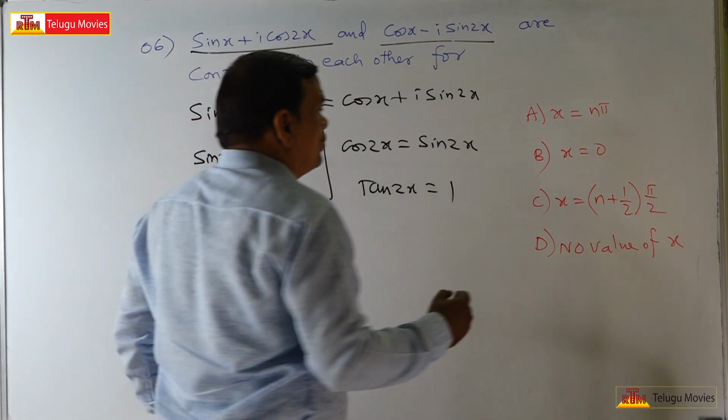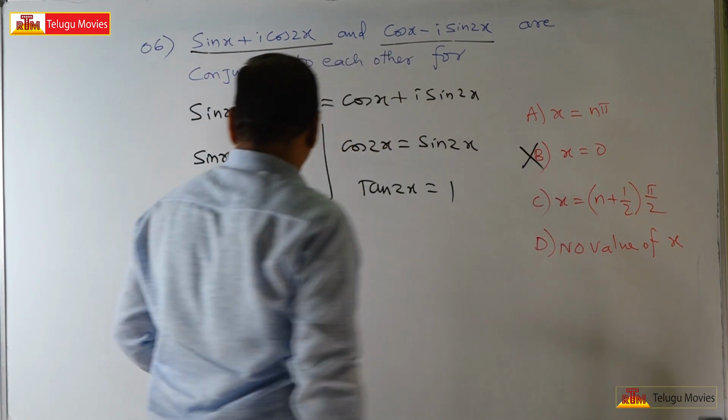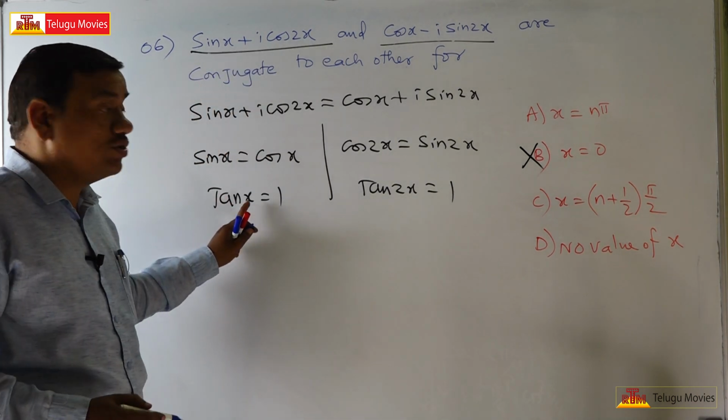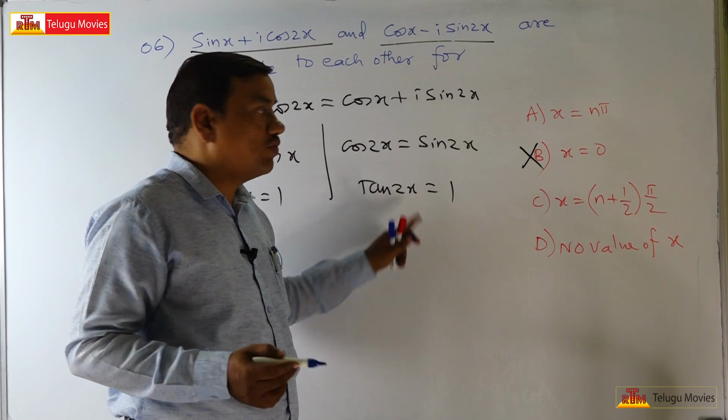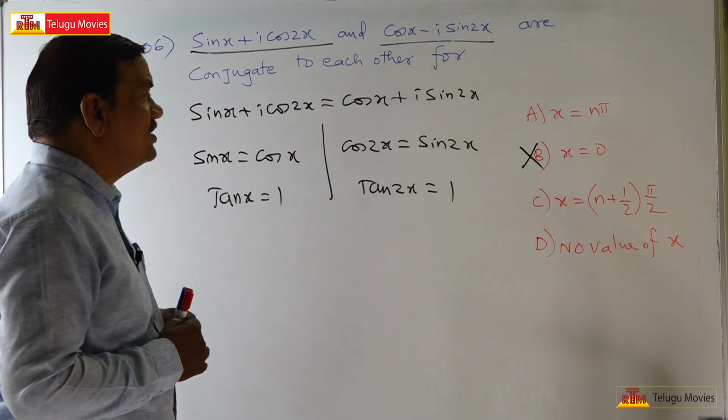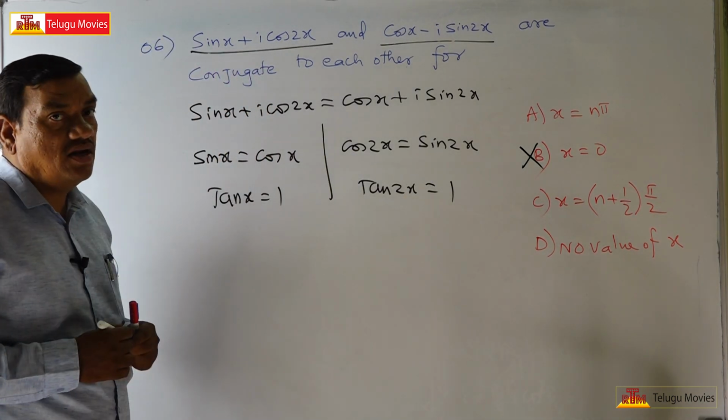x = 0 cannot be your answer. Why? Because if you put x = 0, tan 0 is equal to 1? No. Tan 0 is not equal to 1. Therefore, x = 0 cannot be your answer.